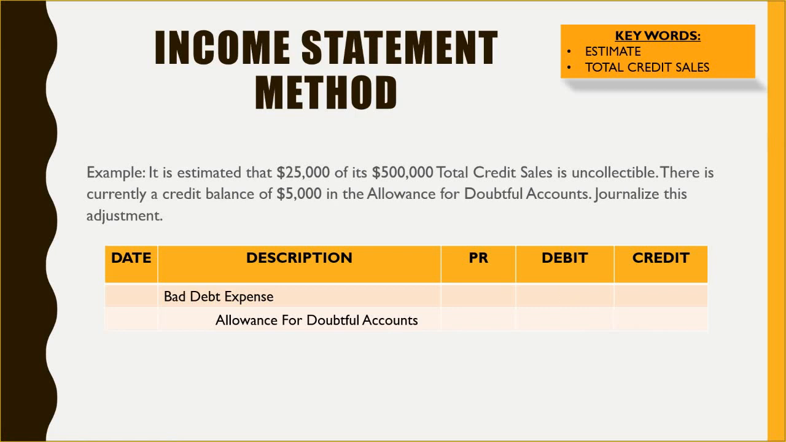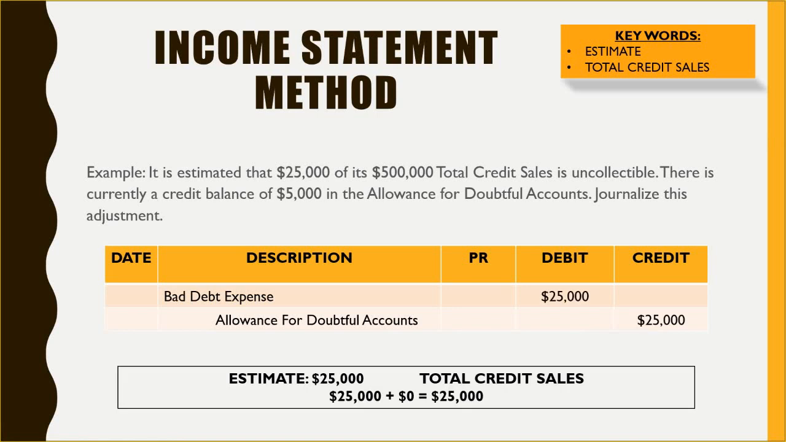Okay? So same situation. This time you have a credit balance of $5,000 in your allowance for doubtful accounts. This time it's an estimated $25,000 of $500,000 total credit sales. So in this case, we just look for the estimated amount of $25,000 and the keyword total credit sales, and that's all I need to do here. And you're going to write off your bad debt for $25,000 with your allowance for doubtful at $25,000. Okay?